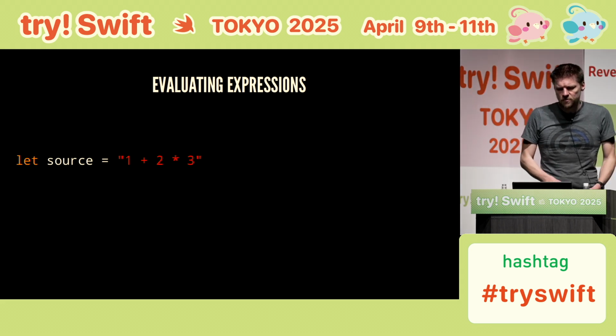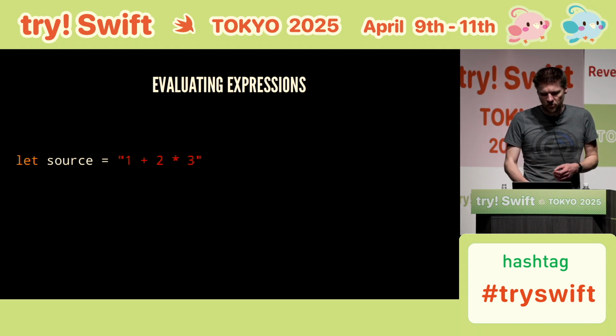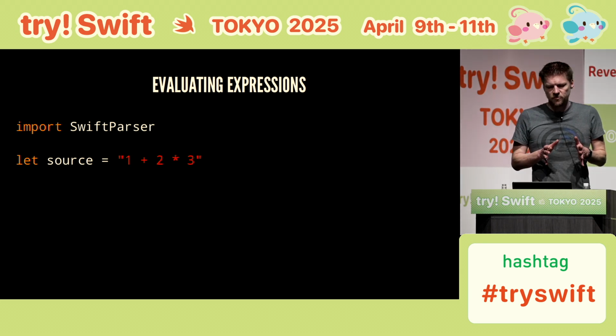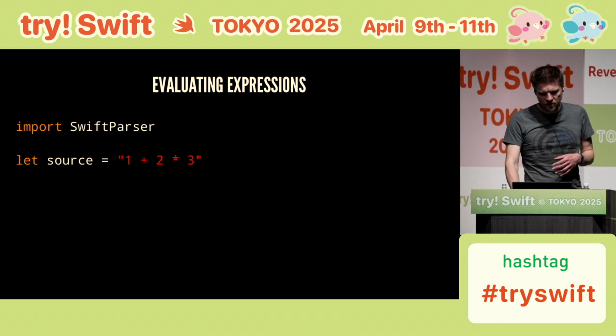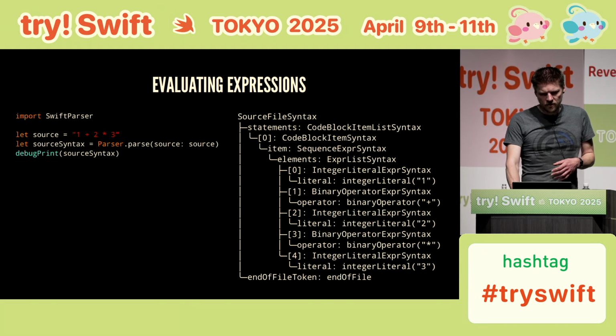We'll start with a simple mathematical expression, no functions, variables, or loops, just numbers and operators. Before we can evaluate the expression, we need to parse it. So let's import the SwiftParser module. Next, we'll call Parser.parse to generate the SwiftSyntax tree, and then we'll use debugPrint to print it out. And the result is what we see on the right here. Now, there's a lot going on here, but for now, let's focus on the SequenceExprSyntax node.